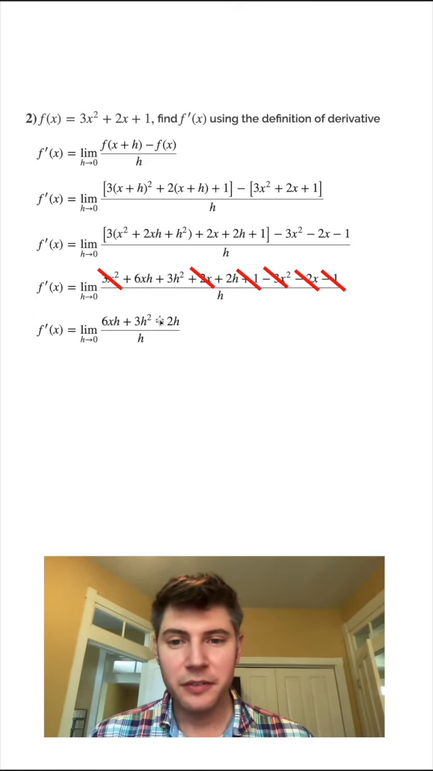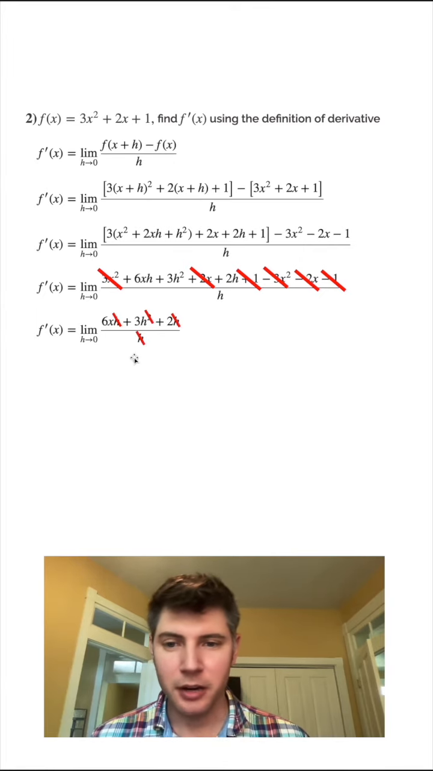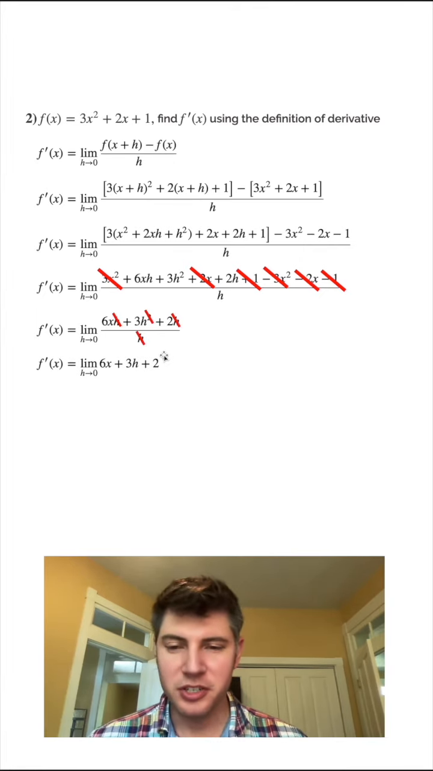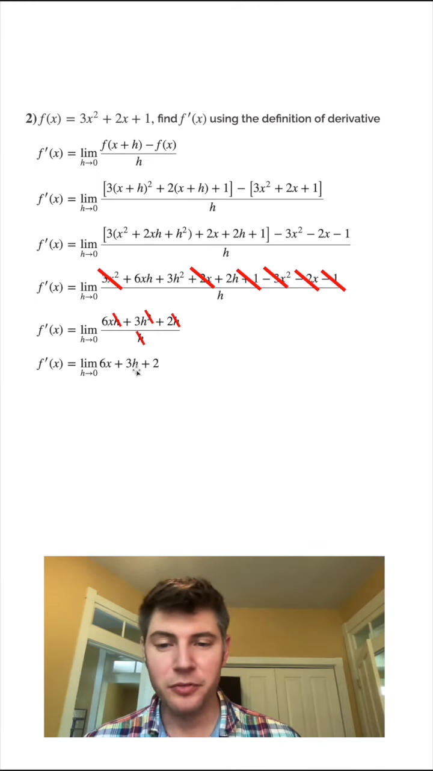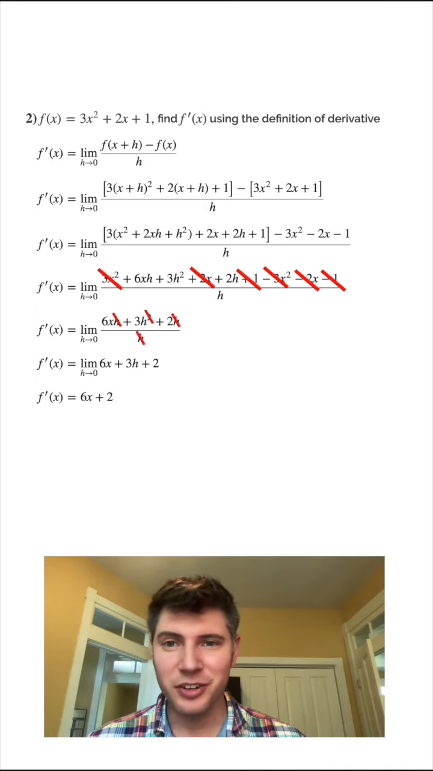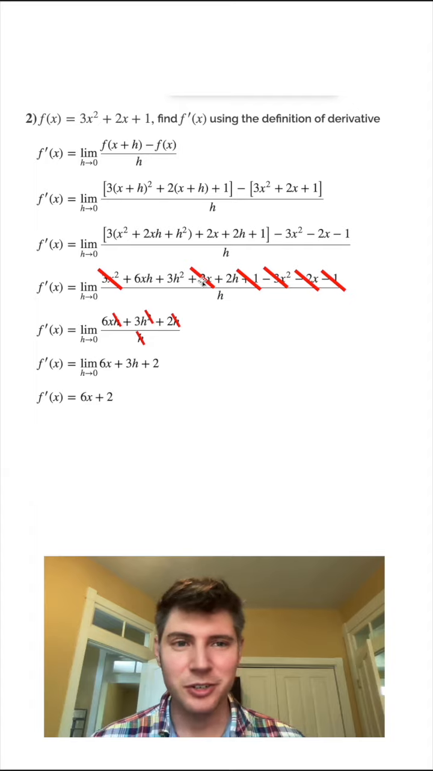by h. We can divide top and bottom of this by h, which cancels out 1h from each term and the h on bottom. That simplifies into the limit as h approaches 0 of 6x plus 3h plus 2. Well, if we plug in 0 for the h, this 3 times 0 is going to go away. So f prime of x for this function right here is just 6x plus 2. How exciting.